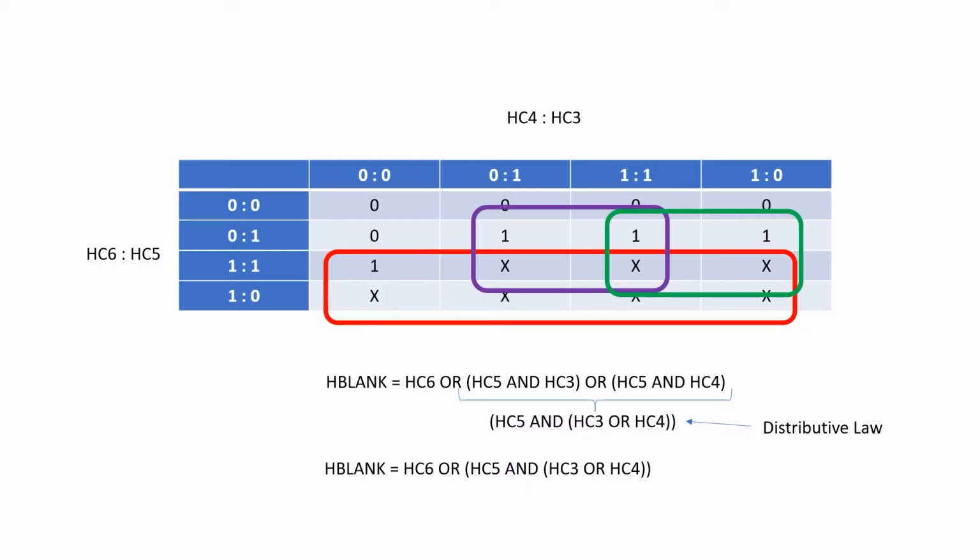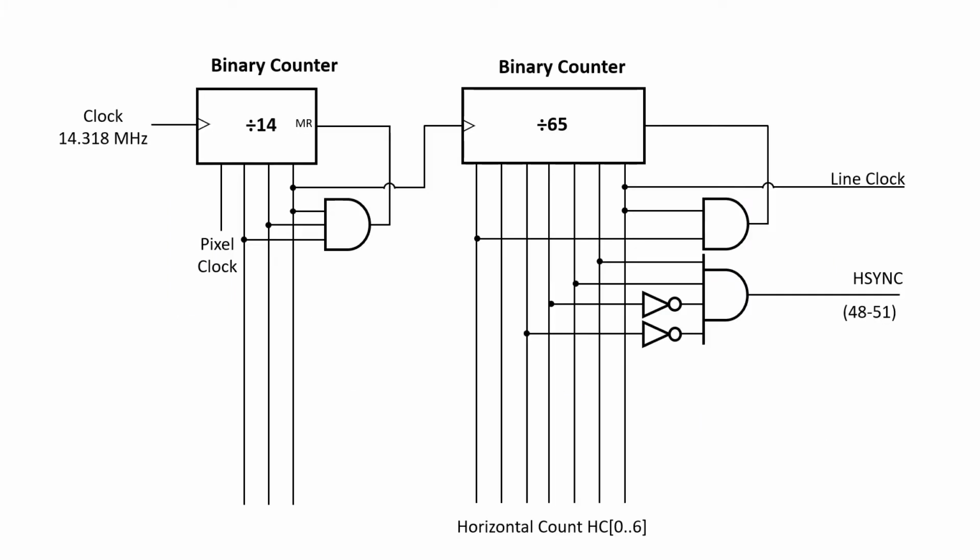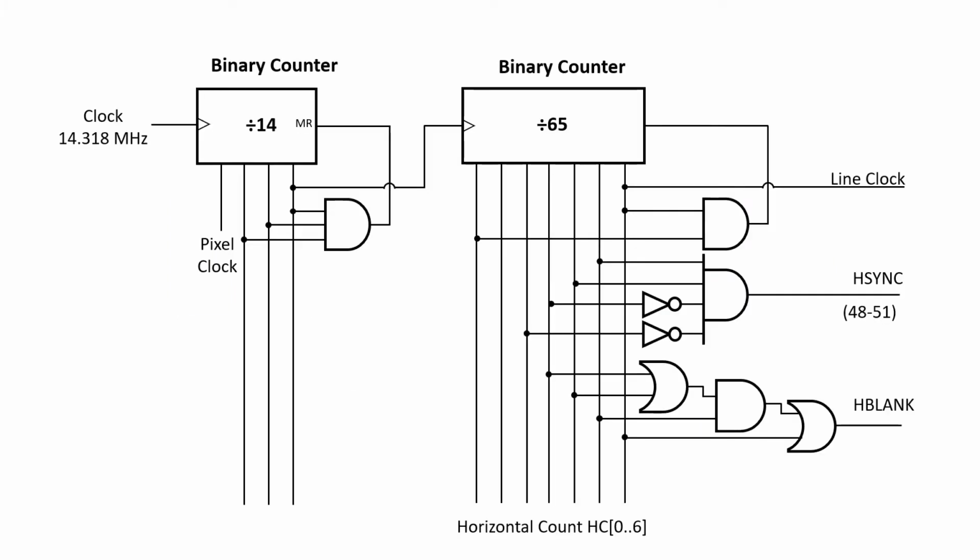But it really is worth the effort at some point. So to generate horizontal blank, I OR HC3 and HC4, I AND this signal with HC5, then I OR this signal with HC6. And I end up with this circuit with 2 OR gates and an AND gate.